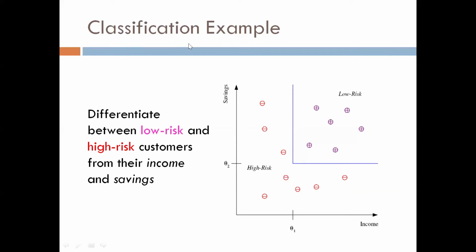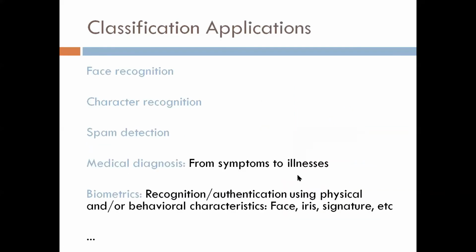So here, you cannot draw a single decision boundary; you have to draw two lines. Again it becomes non-linear data, so you require two neurons to separate this out. This is what classification is. Now, where can I apply classification?